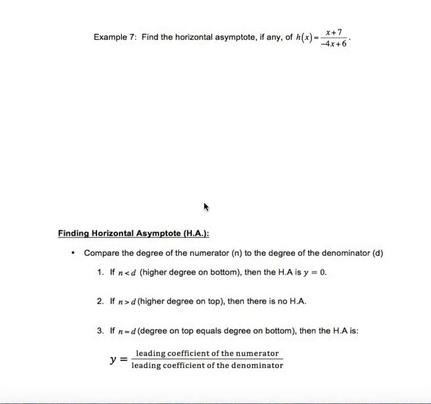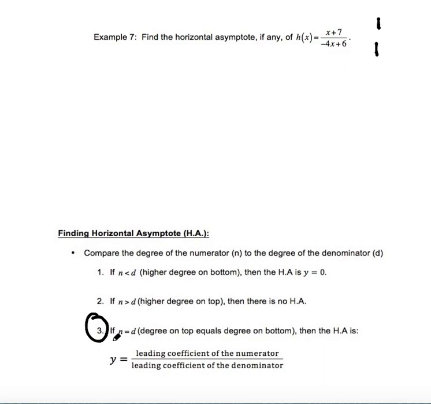Example 7. Again, we're finding the horizontal asymptote. This time my function is h of x is equal to x plus 7 divided by negative 4x plus 6. Again, we have to compare the degree of the numerator to the degree of the denominator. Now, for the degree of the numerator, the highest power of x is 1. We have x to the first. So we have a degree of 1 on the top. On the bottom, again, I only have an x to the first, so my degree is 1 again. So that is going to make us use Rule 3.